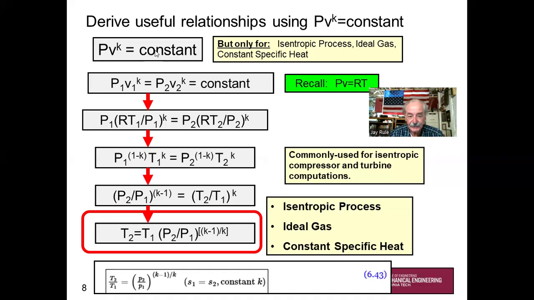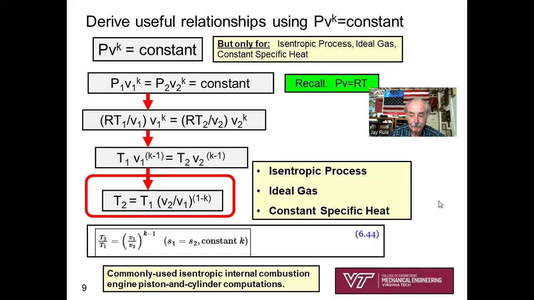You start with PV to the K is constant, and you can do your own algebra to derive this relationship using the ideal gas equation of state. Whew. Got another one to derive for you.